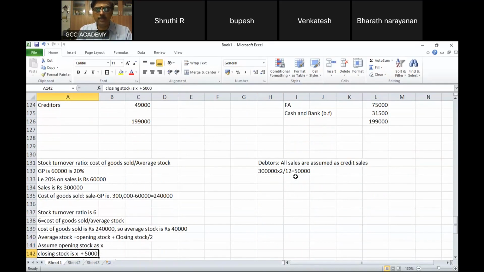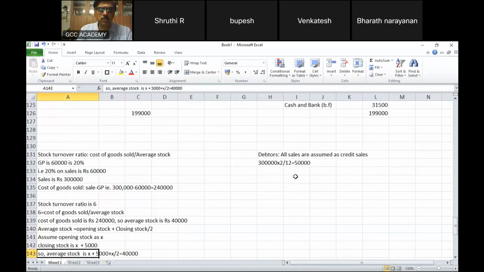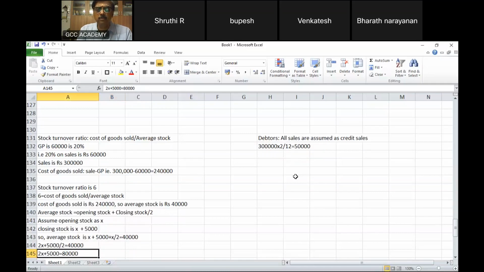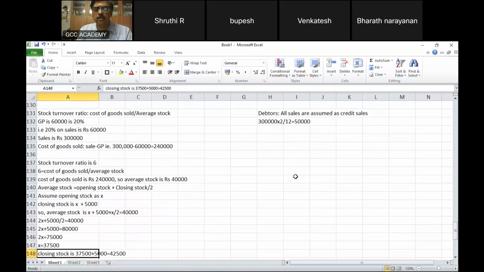So with this information, we are able to determine the average stock as 40,000. Average stock is opening stock plus closing stock by 2. Opening stock is X. Closing stock is 5,000 more than opening stock, so X plus 5,000. So I'll solve, X, opening stock, is 37,500. Closing stock is 42,500. So with this information, we are able to determine the closing stock figure.